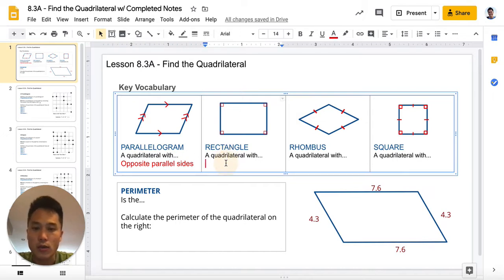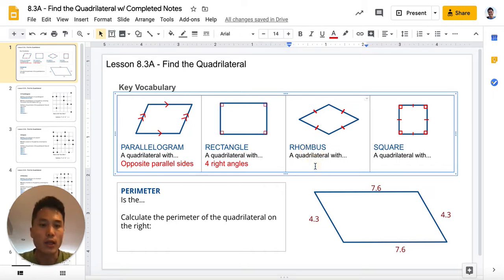The other type of quadrilateral is a rectangle, and that's a quadrilateral with 4 right angles. You can also think of it as 4 congruent angles because all of the angles are equal to 90 degrees. And those 4 right angles are marked here.